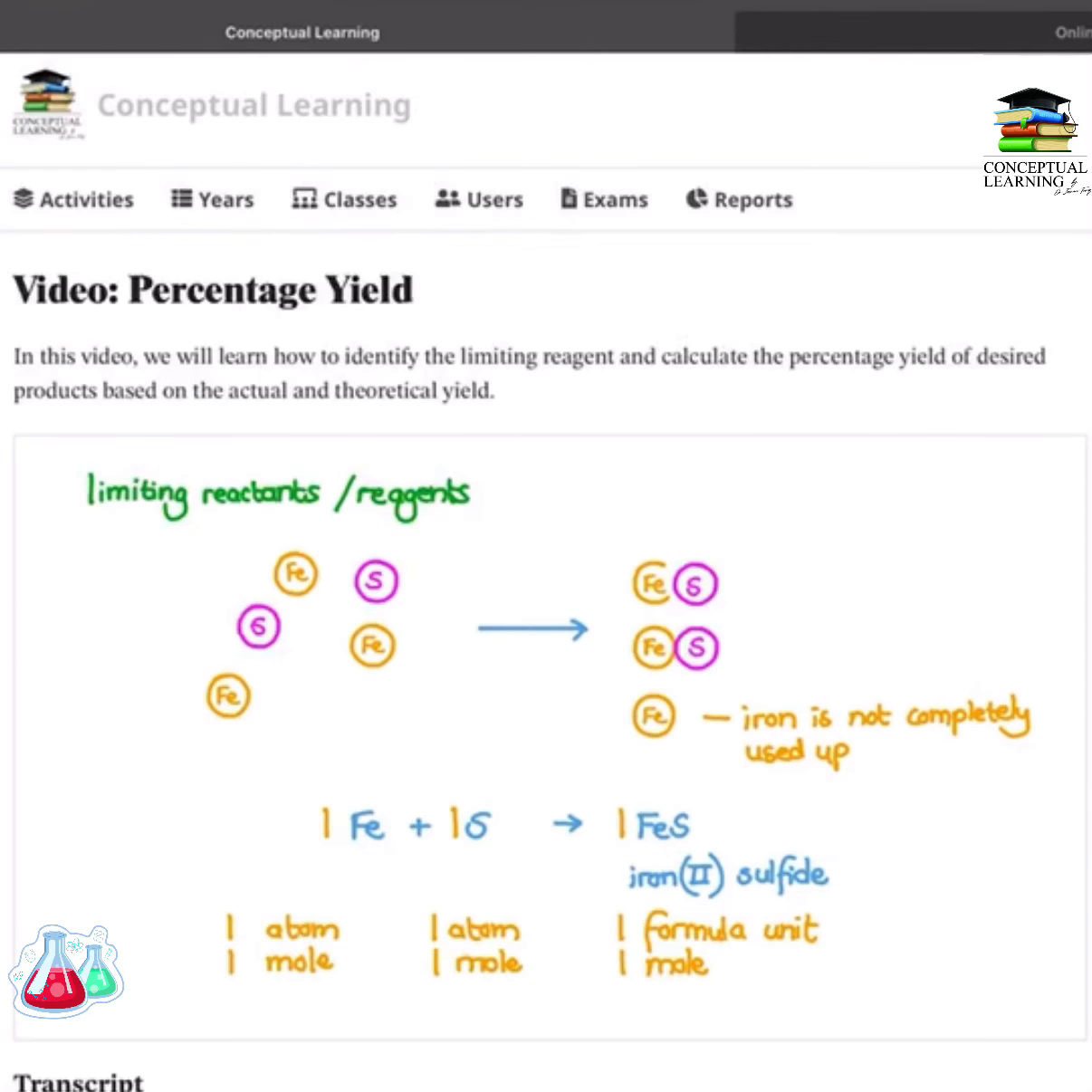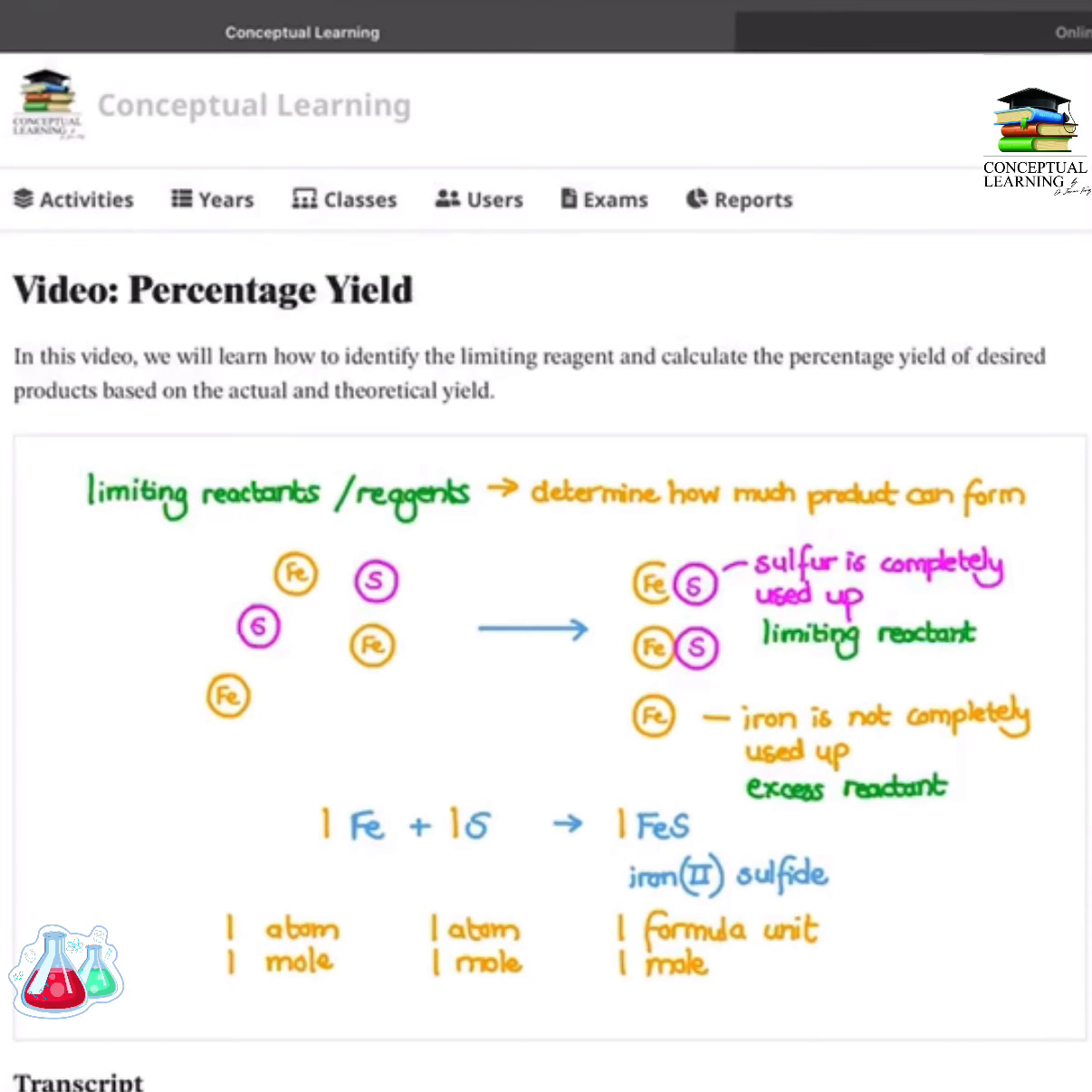We can see that iron is not completely used up. We say that iron is in excess and is the excess reactant in this example. On the other hand, sulfur in this particular example is completely used up. All of the sulfur has reacted. We call sulfur the limiting reactant or limiting reagent. At the end of a reaction, the limiting reactant is always completely used up, and some of the excess reactant will remain left over or unreacted.